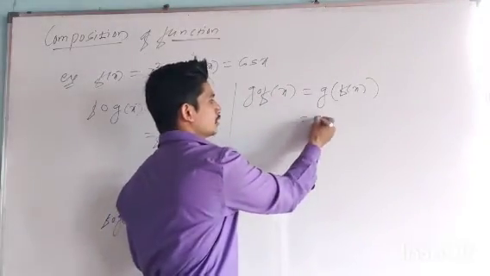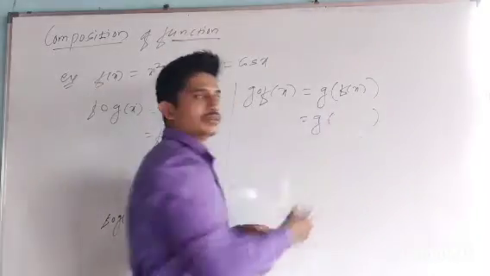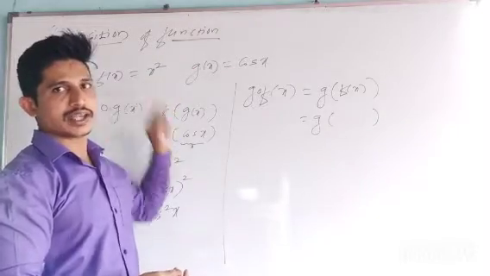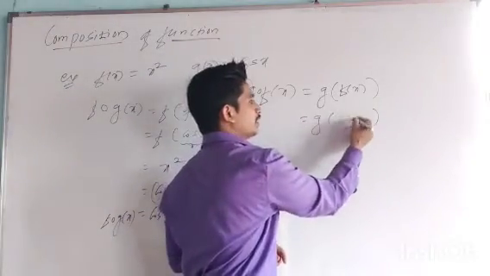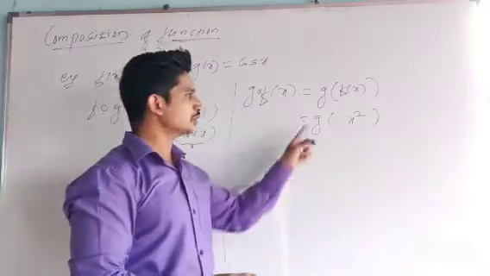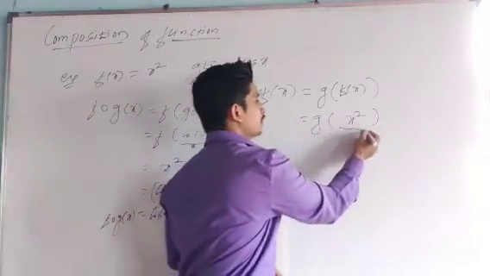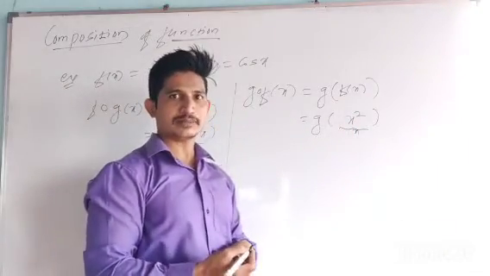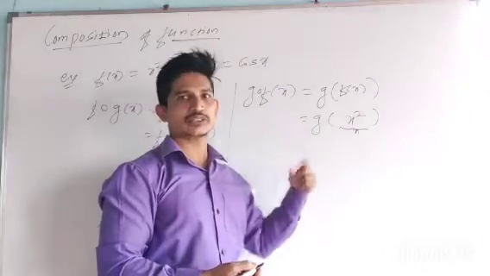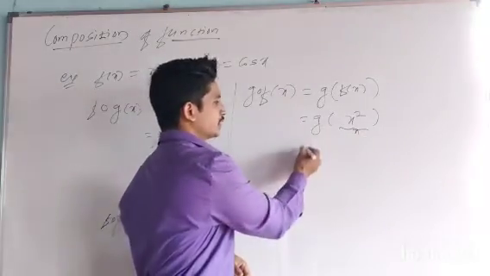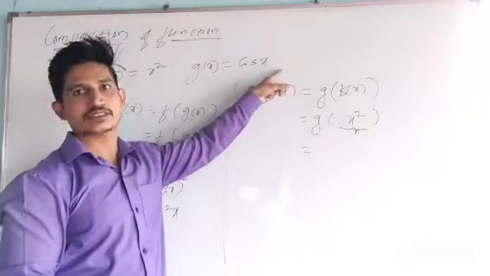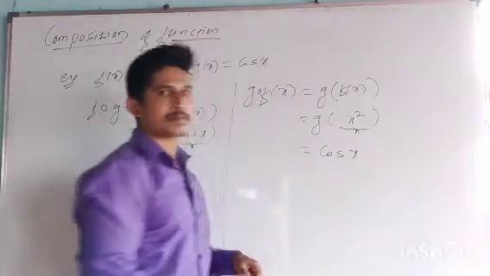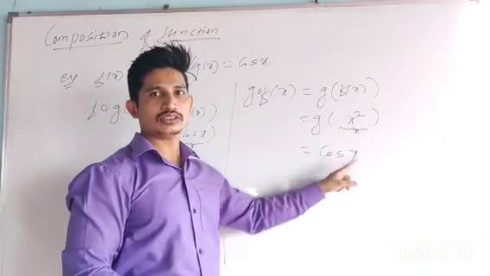Now g is as it is. The f of x is x square. So where f of x is there, write x square. Now the g of x function is there, that means the value of x is x square. And g of x is cos x. So I'll write here cos x.